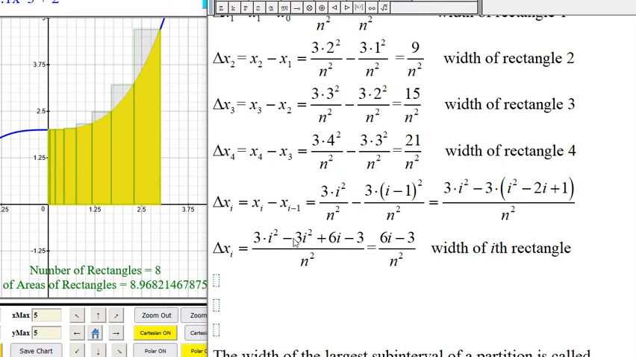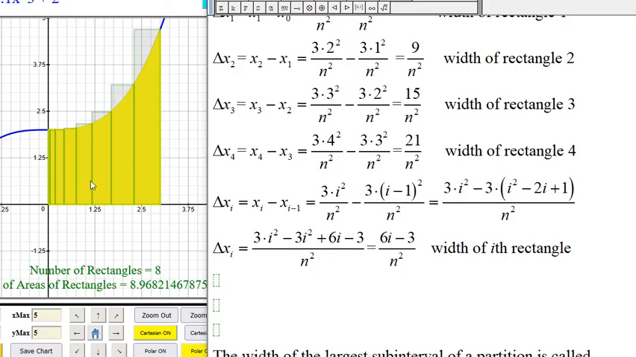And then 3I squared minus 3I squared is 0. And what's left is just 6I minus 3, divided by n squared. So this is the formula for finding the width of the ith rectangle. And so let's say we want the width of the 8th rectangle, then it'd be 6 times 8 minus 3, which is 45, over n squared, which is 64.